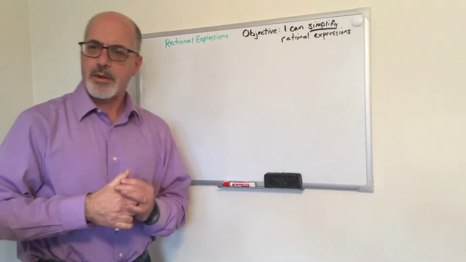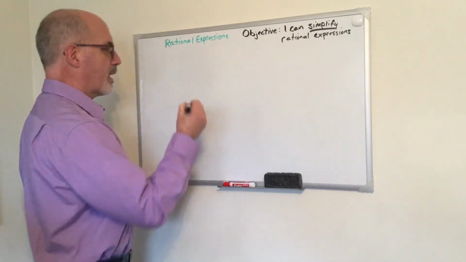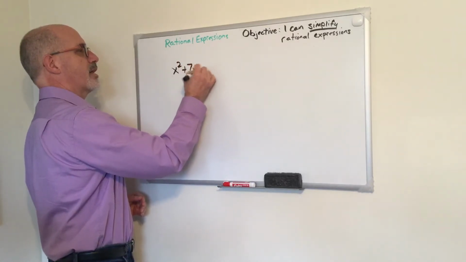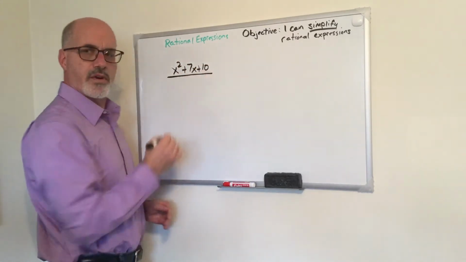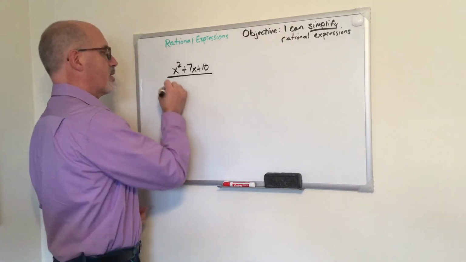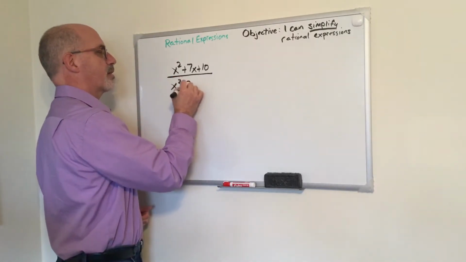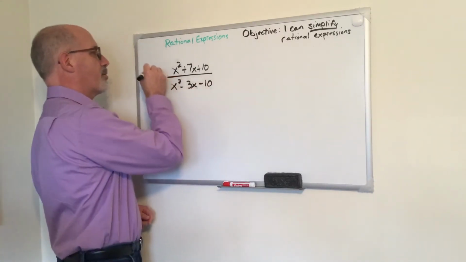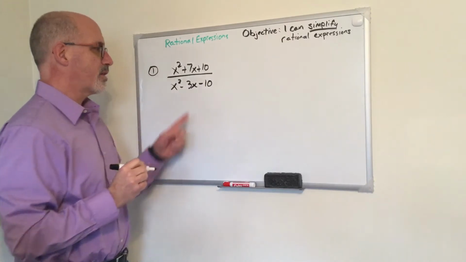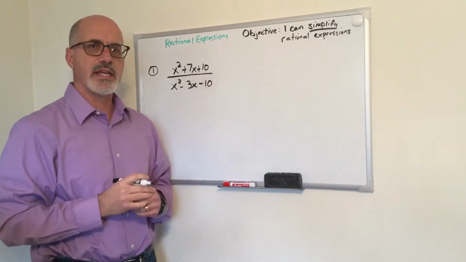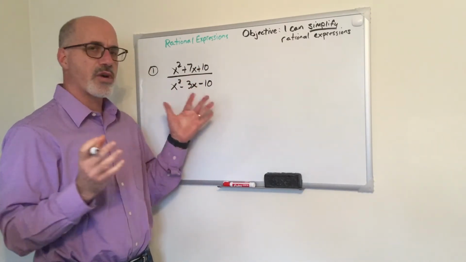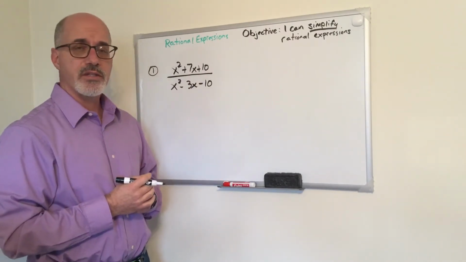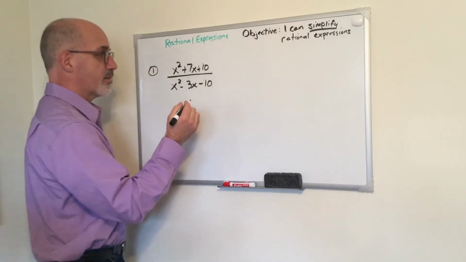Okay, the first problem I want to do is going to be x squared plus 7x plus 10 over x squared minus 3x minus 10. Now just a reminder when we do this not to think about being able to reduce these 10s here, because when they're being added or subtracted, they're not factors and we can only reduce factors. So let's take a look at what this factoring looks like.